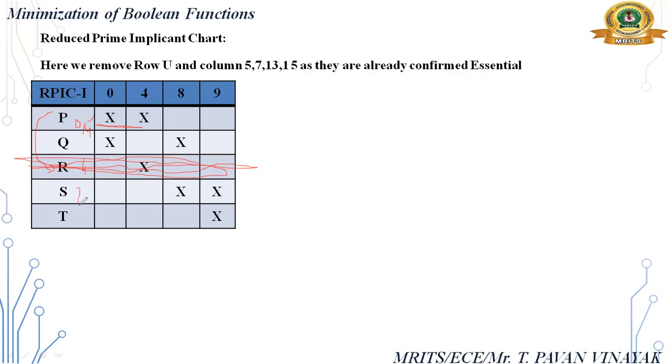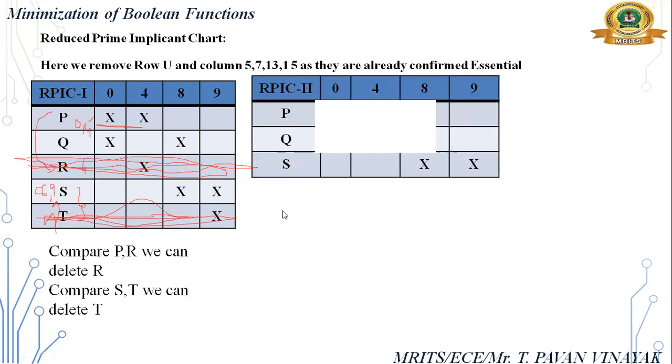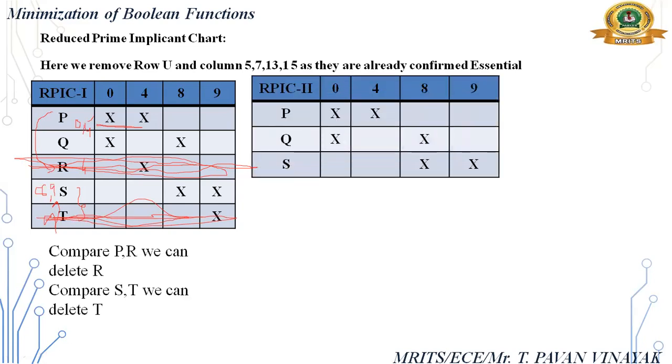Now compare S and T. S and T: 8, 9 and 9. So 9 is already available here, so no need to use the single 9. So remove this one. Sorry, you have to remove this row. Remove only the row. Which row? R and T, and rewrite the chart. So I am removing R and T.